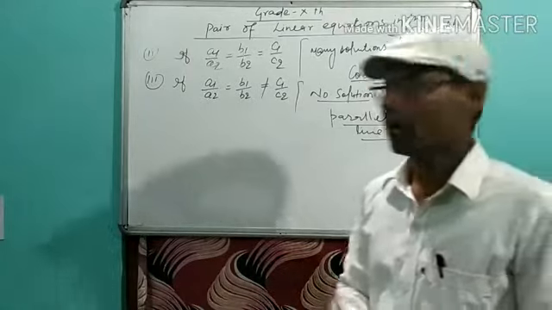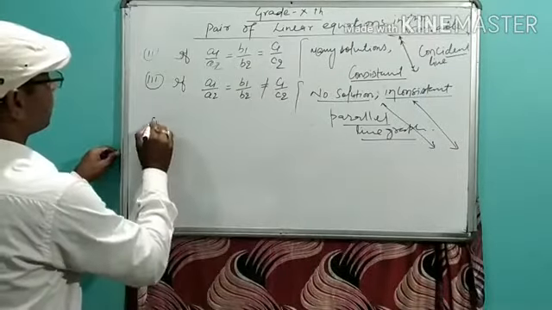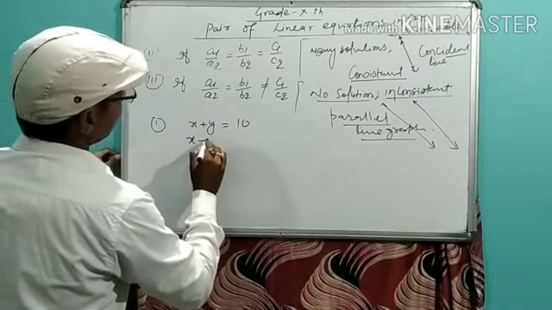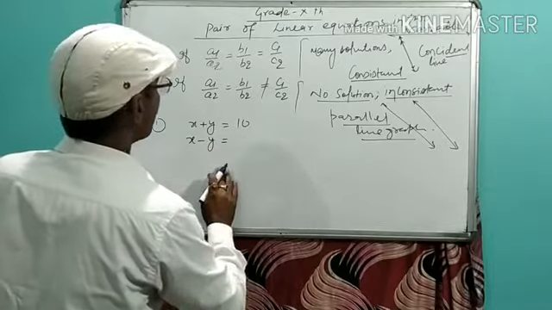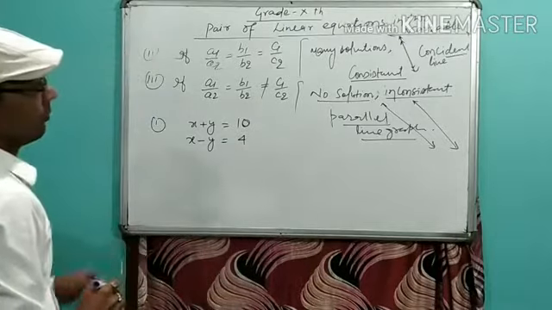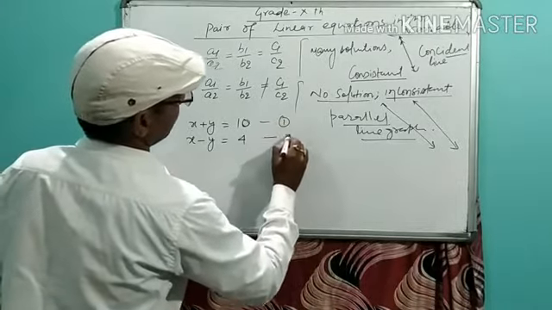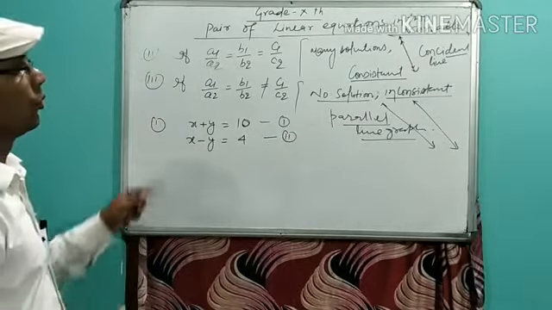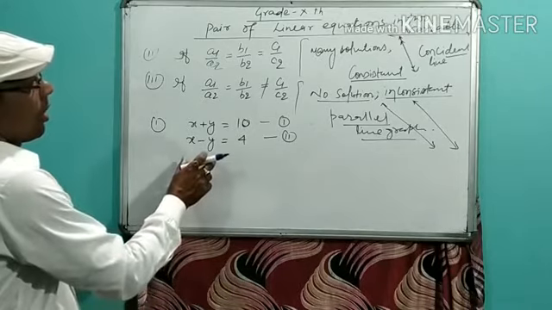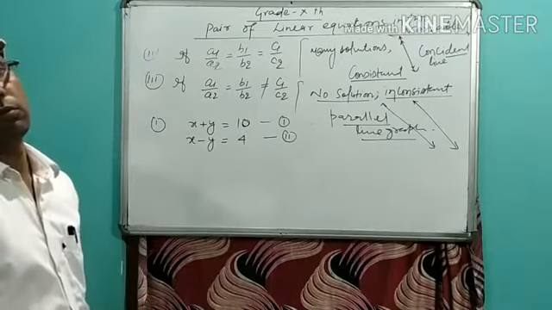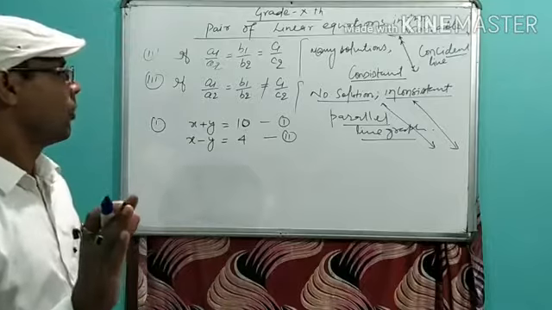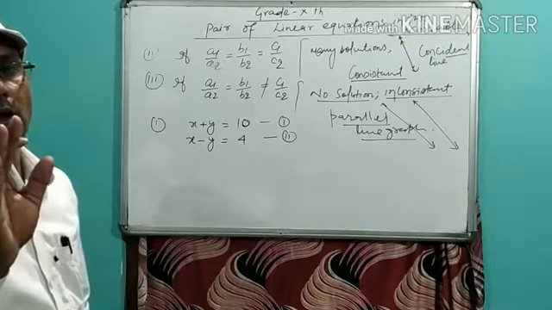At first, suppose this is a question: x plus y is equal to 10 and x minus y is equal to 4. These are two equations, two linear equations. You have to solve and show me how to represent it on the line graph.